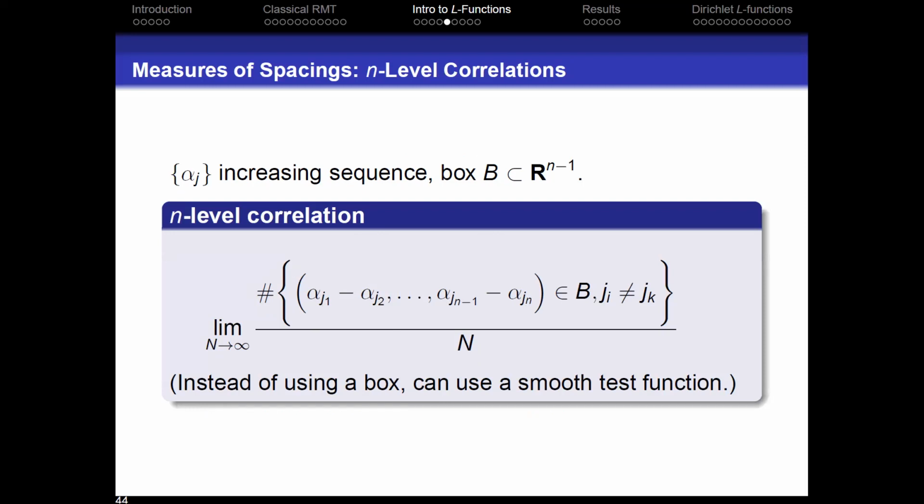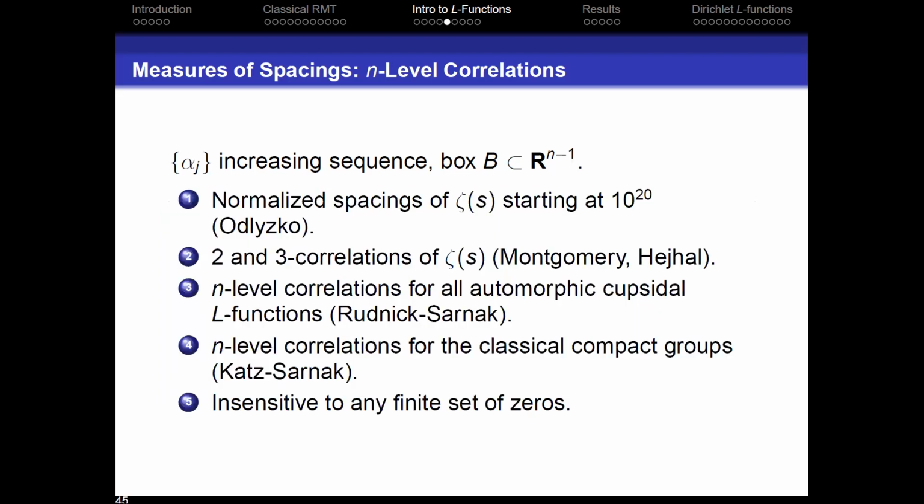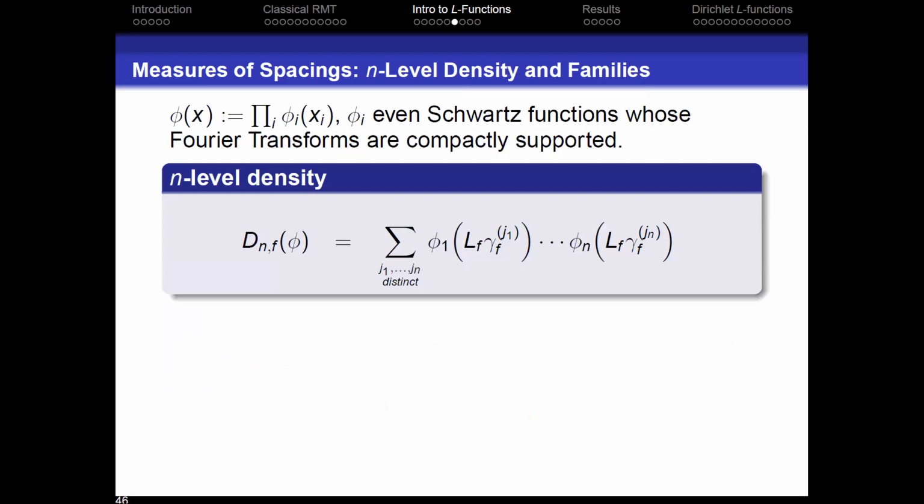In particular, they're insensitive to what's going on at the central point, which is the place where all the action is happening for the L function. So unfortunately, the n-level correlation is completely useless at the one point we want to know the most information. So we need a new statistic. And the new statistic is the n-level density.